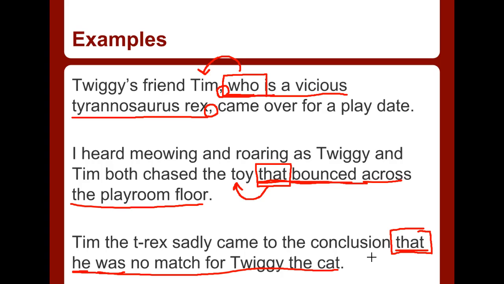That's it. All we are doing is looking for words that start the dependent clause. And if we want to, we can always point back and show which noun is being modified by the adjective clause. And that's it. Great.